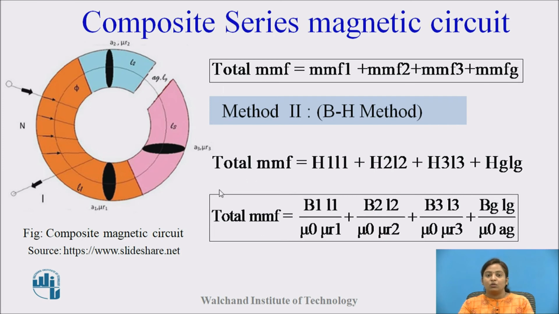Okay, so the total MMF for a composite series magnetic circuit can be defined by using the values of B and H, which is equal to B1 L1 by mu 0 mu R1 plus B2 L2 by mu 0 mu R2 plus B3 L3 by mu 0 mu R3 plus BG LG by mu 0 AG.